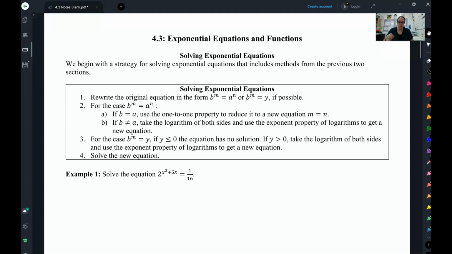Welcome to lesson 4.3. In this lesson, our main goal is solving equations. Now, I've talked about in previous lessons that the hardest part of solving these equations is looking at the equation and knowing what to do, what to start with. How do I even begin this problem? That is what I would like to practice today.